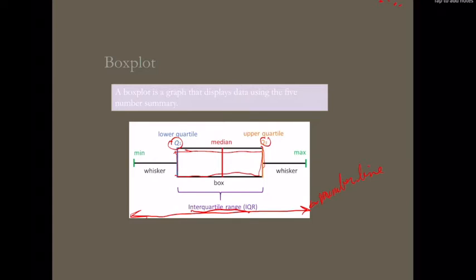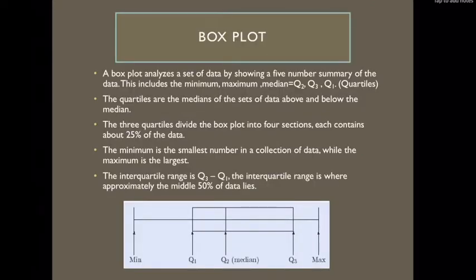So I'm going to go into a little bit more detail of how to make a box plot. Here it is broken down a little bit more, right? The 3 quartiles divide the box plot into 4 sections. Each contains about 25% of the data. It defines what our minimum and maximum is and how to calculate the interquartile range, which you'll see abbreviated as IQR. So why don't we go ahead and make a couple of box plots.